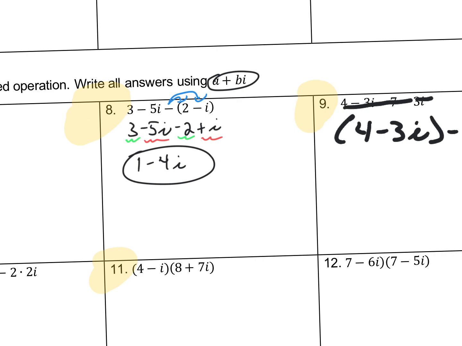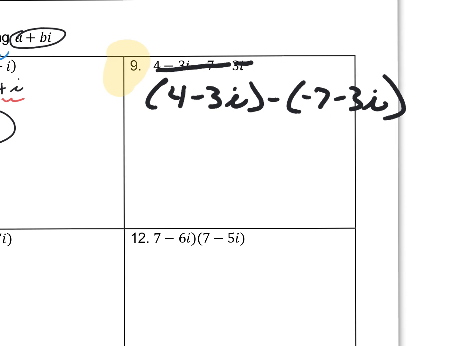Okay, let's zoom in now at number 9. Now, I had mentioned in class that I wanted you to rewrite this one. And I wanted you to use these parentheses for the grouping because I wanted you to see what it looks like on a test question. So we have the 4 minus 3i in parentheses, and then minus -7 minus 3i. Again, we're going to have to distribute this minus to both of these terms.